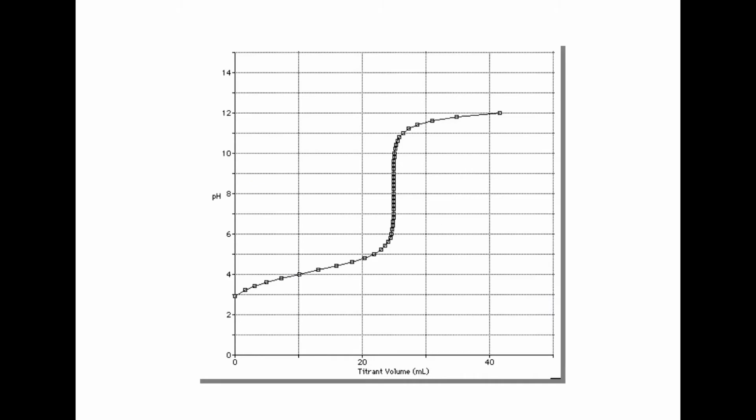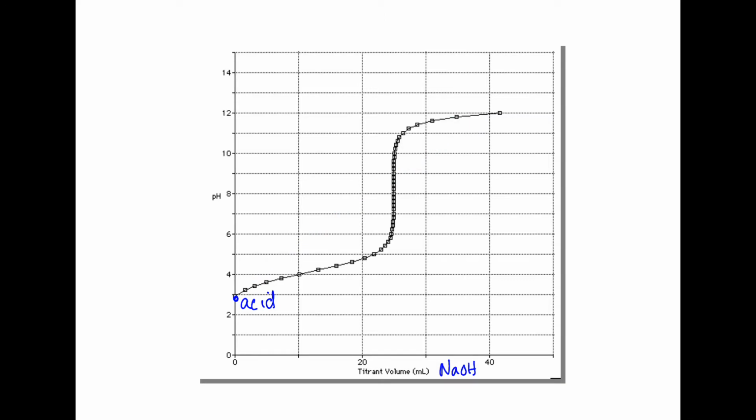This is an example titration curve where we start off with an acid and we're adding some sodium hydroxide, which is a strong base. So you can see how the pH goes up as we add the sodium hydroxide. That makes sense since sodium hydroxide is a strong base and the pH should increase to more basic pHs.